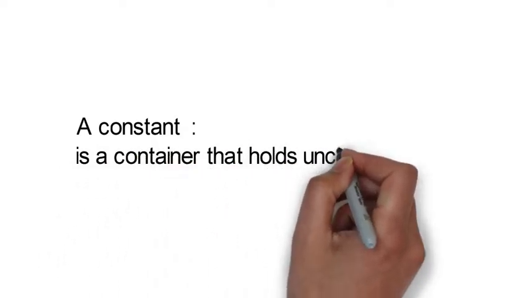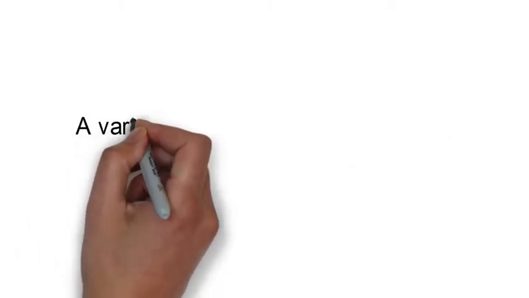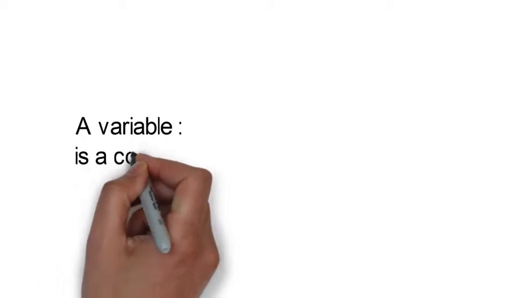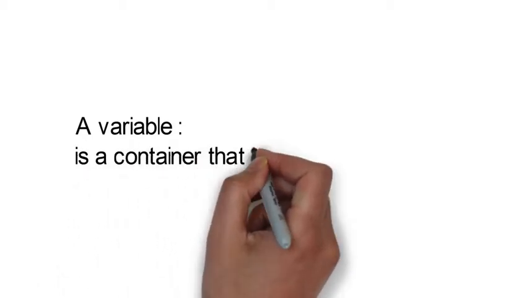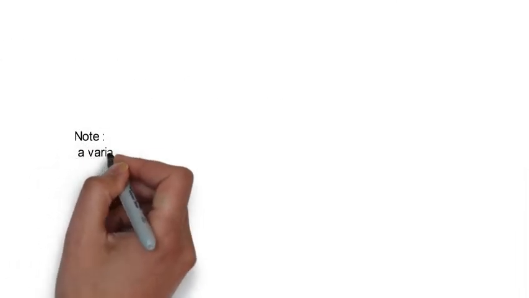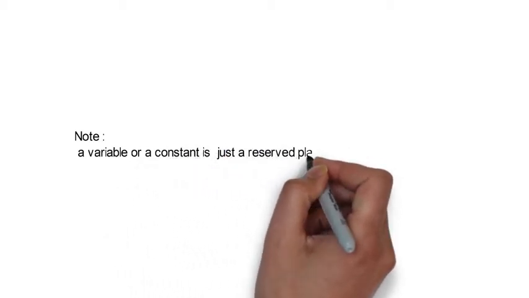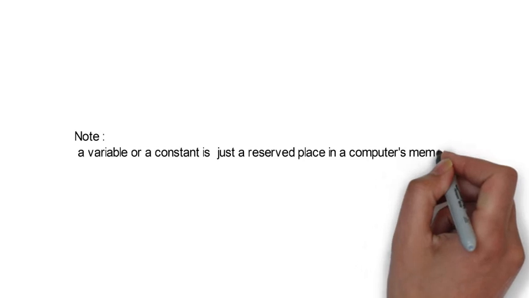Constant is a container that holds unchanged data. A variable is a container that holds changeable data. Note: a variable or a constant is just a reserved place in the computer's memory.